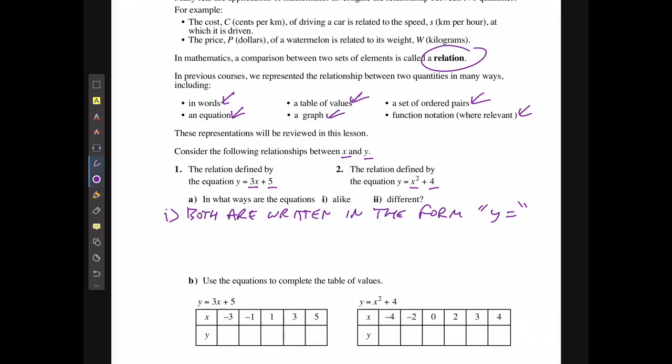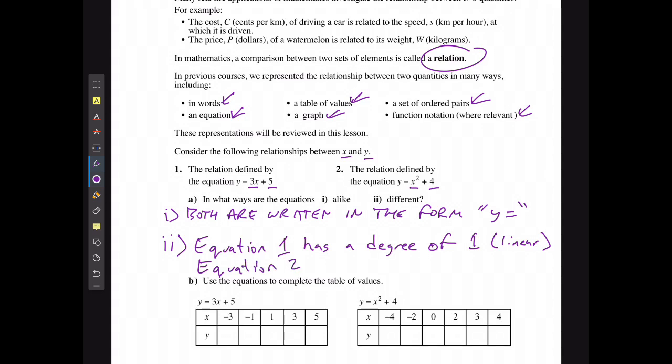In what way are they different? Equation 1 has a degree of 1, so it's linear. Equation 2 has a degree of 2, so it's nonlinear.